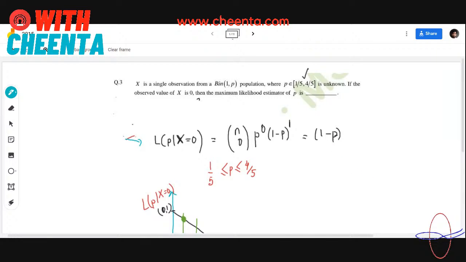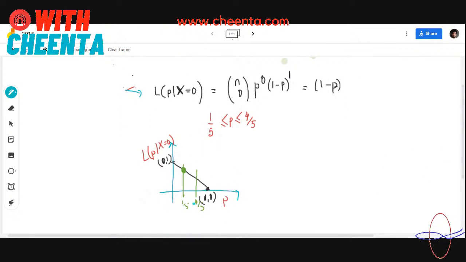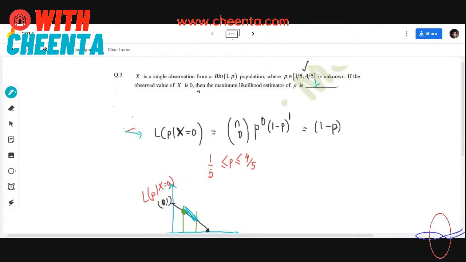Now the likelihood 1 minus p is a function of the parameter, but it's given that p is from 1/5 to 4/5, so we should look only in that region. If you draw L(p) with respect to p, it's a straight line joining (0, 1) and (1, 0), like simple high school mathematics, and it's decreasing. Therefore it's maximum at p equal to 1/5, so the MLE is p equal to 1/5.